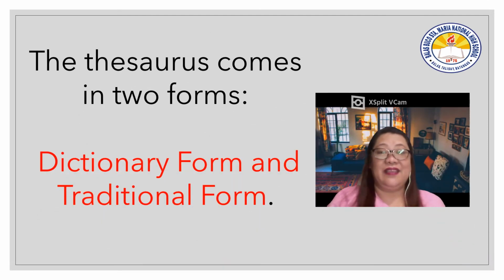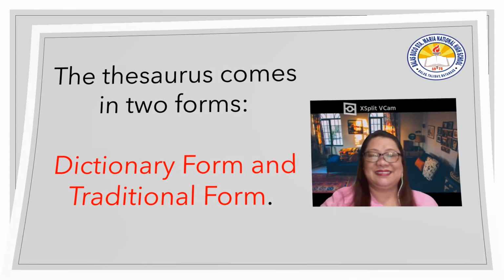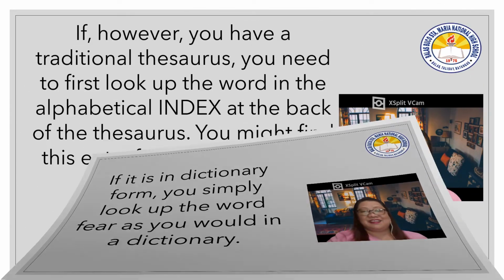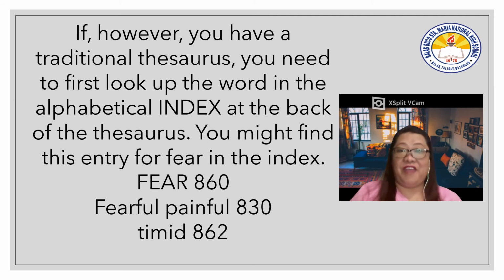Please be reminded that the thesaurus comes in two forms. 1, the dictionary form, and 2, the traditional form. If it is in dictionary form, you simply look up the word fear as you would in a dictionary. If, however, you have a traditional thesaurus, you need to first look up the word in the alphabetical index at the back of the thesaurus. You might find this entry for fear in the index.